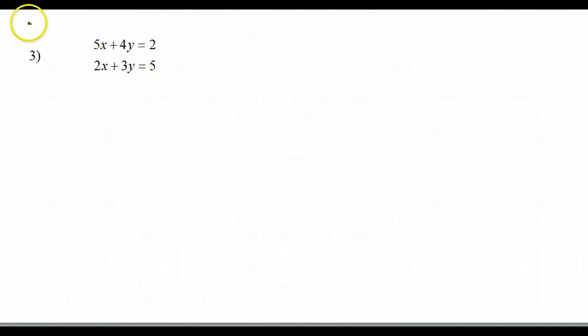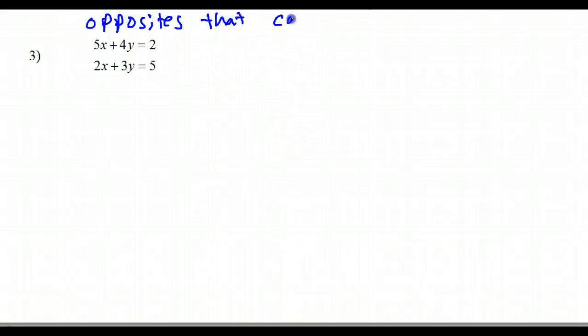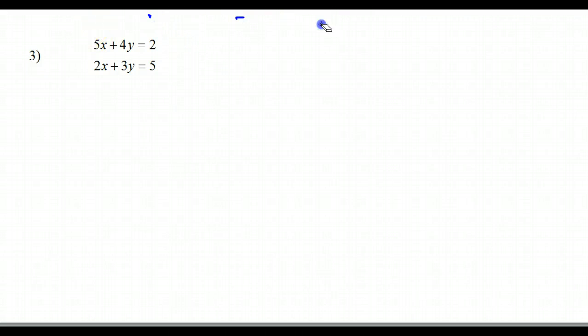So remember, the key to this method is we want opposites that cancel. That's what we need. So it doesn't matter whether you decide to go after the x's or the y's, as long as we create opposites that cancel. So let's just go ahead and try to cancel the x's.